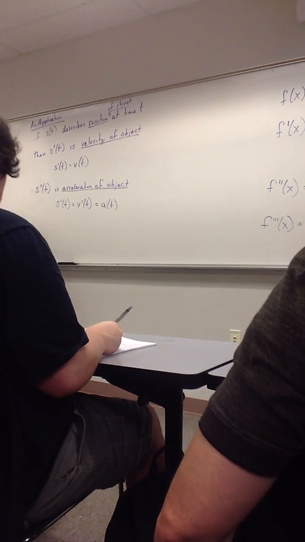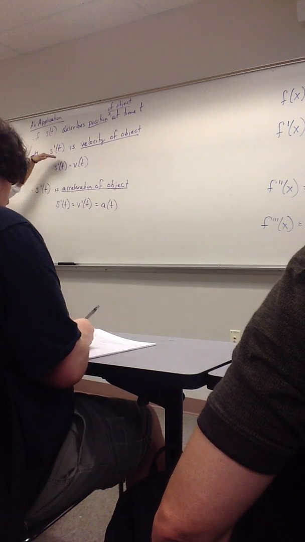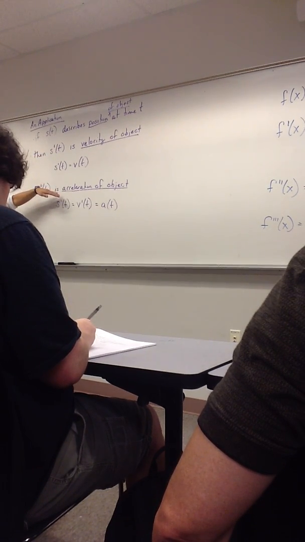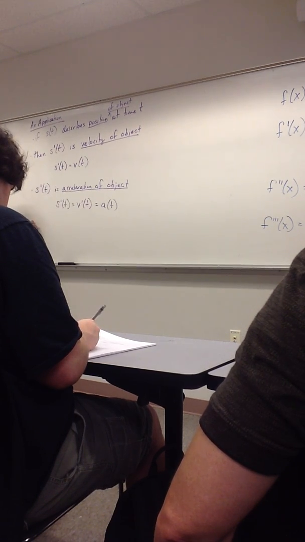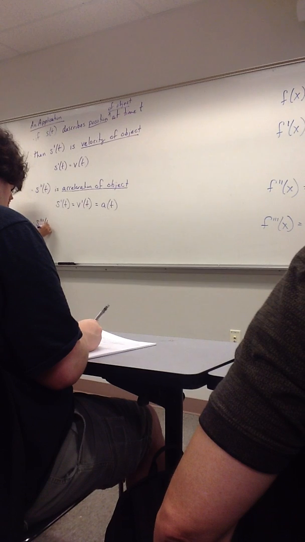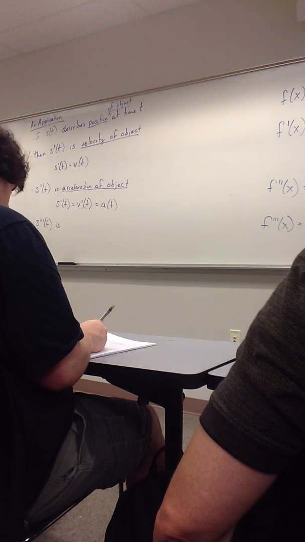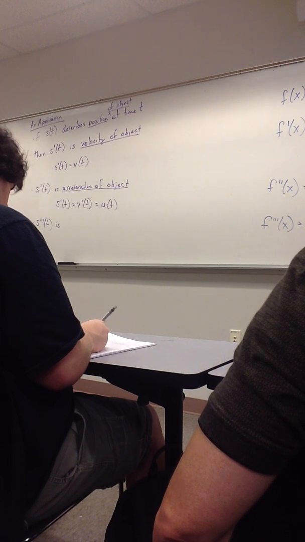All right, so if you start out with a position function, your first derivative is velocity, your second derivative is acceleration. And if we want to keep going, we can take a third derivative. The third derivative of position, anybody know what that one's called? Rate of change of acceleration. Okay, instantaneous rate of change of acceleration. True.